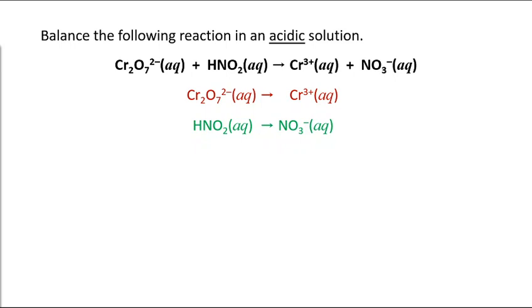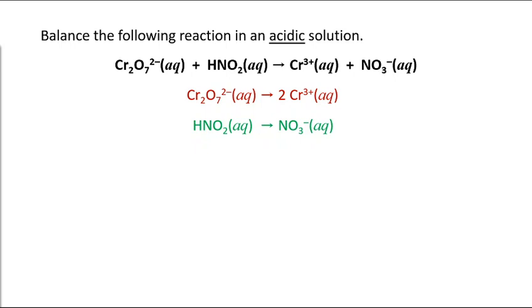The first step of these balancing equations is very similar to how it was in Gen Chem 1: balance your non-hydrogens and your non-oxygens. So anything else that is not an H or an O needs to be balanced first. If we look at our first reaction here, for chromiums on the left side we have 2, on the right side we have 1. We can fix that very easily by putting a 2 in front of our Cr3 plus.